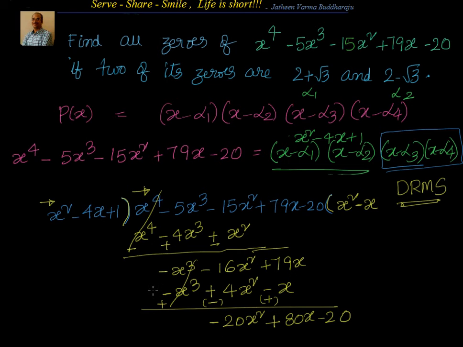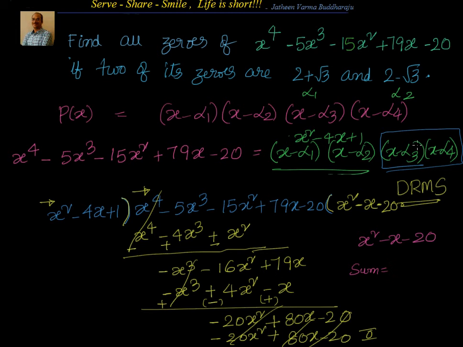One more round of DRMS. Divide. Minus 20x square by x square, that is minus 20. And what we have now, right side and multiply. We multiply minus 20x square plus 80x minus 20. When you subtract them, everything cancels out and you will get remainder as 0. So we know that x minus alpha 3 into x minus alpha 4 is x square minus x minus 20. Now I have to use splitting the middle terms to find out alpha 3 alpha 4.